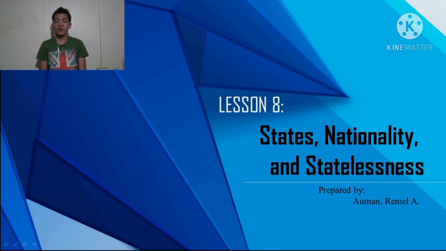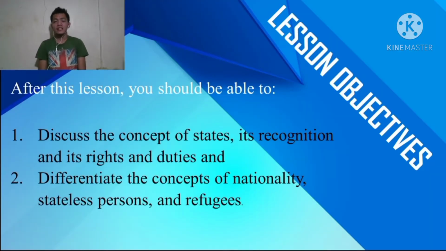Now, I am going to discuss Lesson 8: States, Nationality, and Statelessness. The lesson objectives: after this lesson, you should be able to first, discuss the concept of states, its recognition and its rights and duties, and second, differentiate the concepts of nationality, stateless persons, and refugees.